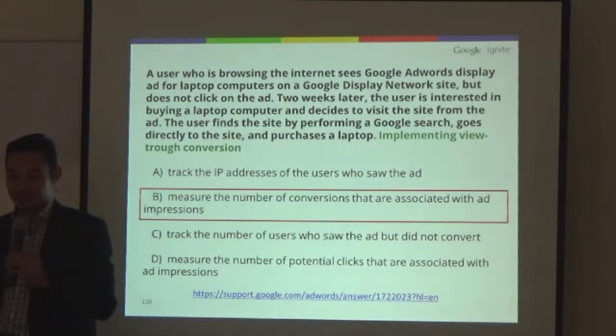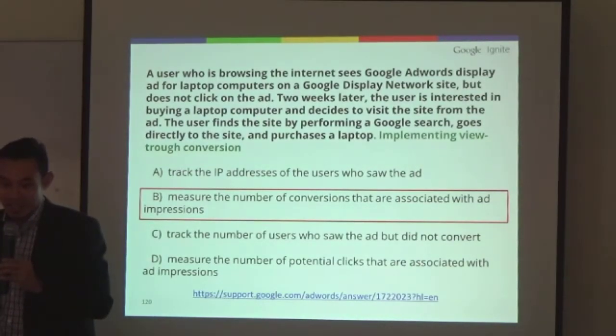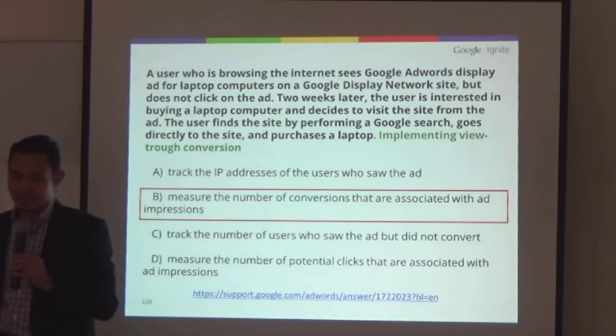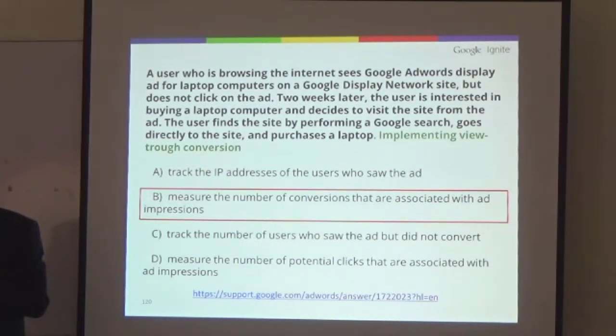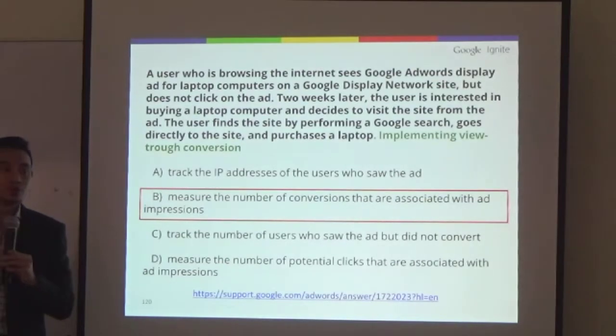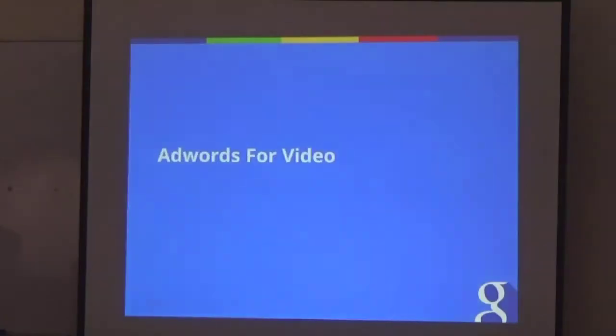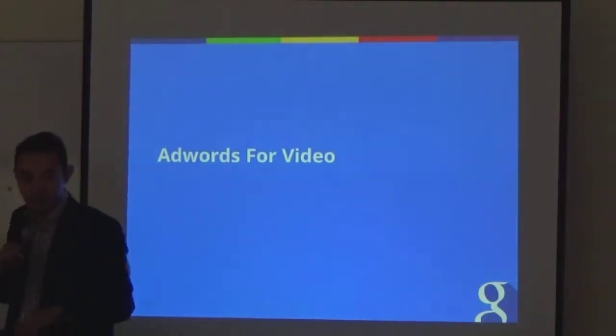Yeah, so it's not about measuring the number of conversions that are associated with the ad impression. So take note that the answer is C. Yeah, track the number of users who saw the ads but did not convert. That's the reason why you want to implement view-through conversions. Alright? Right, let's go to the last module here, AdWords for video.